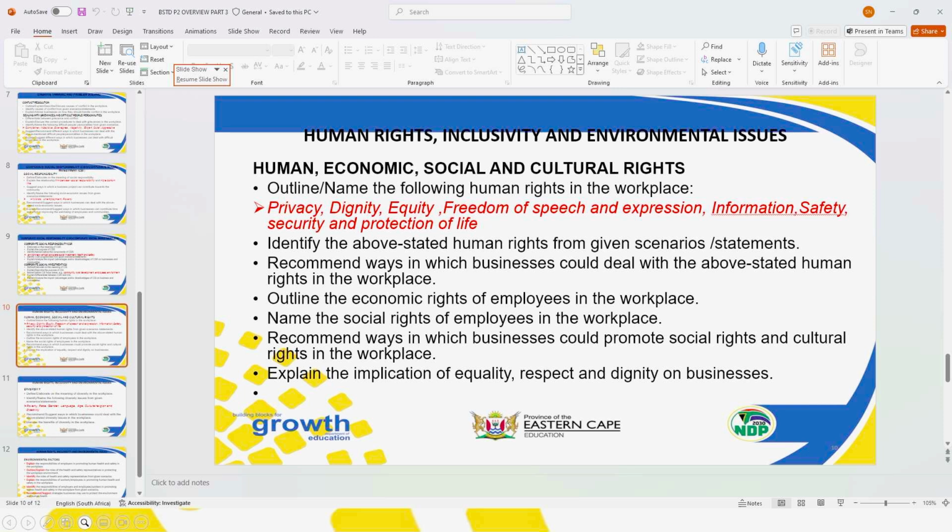Then there are also economic rights, where you need to outline the rights of employees in the workplace and also name the social rights in the workplace. With the human rights, we've got more work to do: you name, you identify from given scenarios, you also recommend ways to deal with human rights. But with the economic rights, you outline the rights of employees, and you also name the social rights. Then for the social and cultural rights, you recommend ways in which businesses could promote social and cultural rights. Then lastly, you explain the implication of equality, respect, and also dignity.